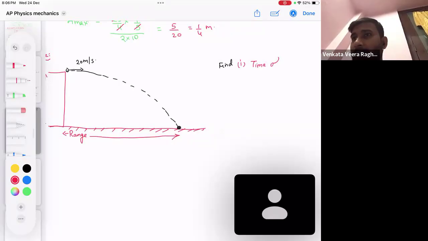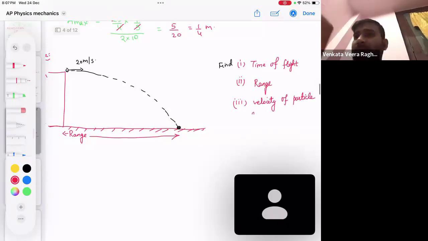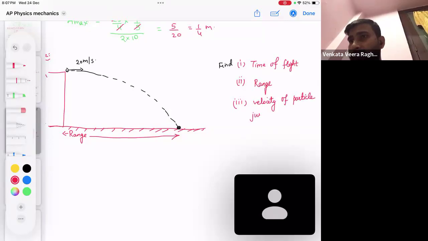Can we apply the direct formula of time of flight here, like 2u sin theta by g? Please tell me, can we apply that one or not? Second one is the range. And the third one is the velocity of the particle at the time of reaching the ground, or just before reaching the ground. Okay, understand the question, these three parts.